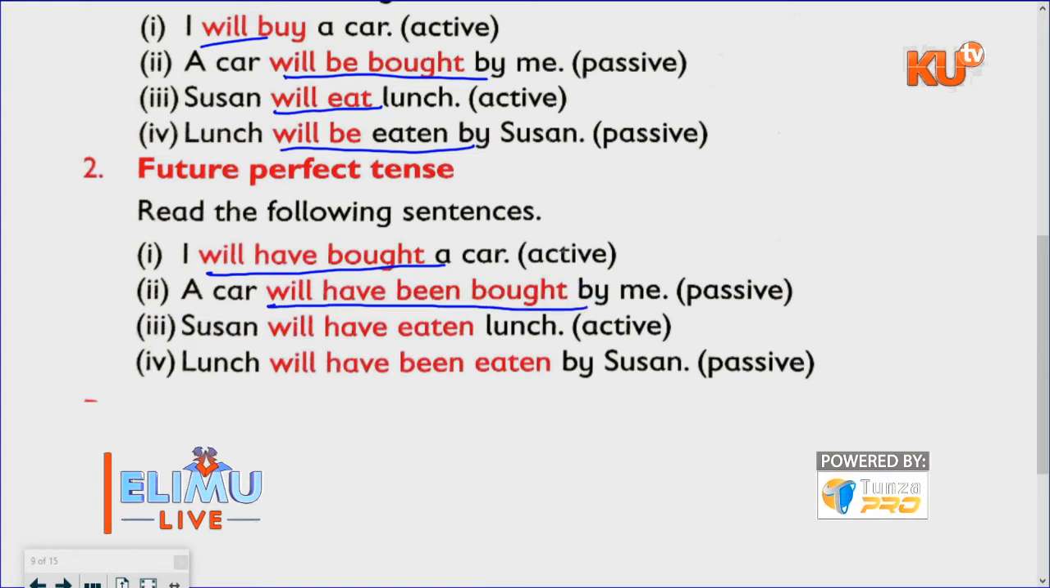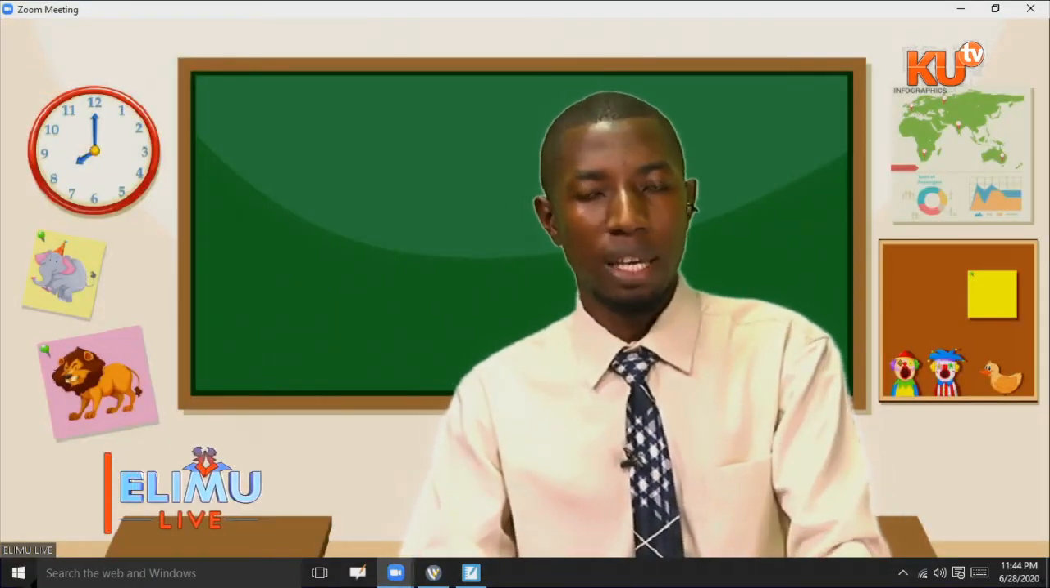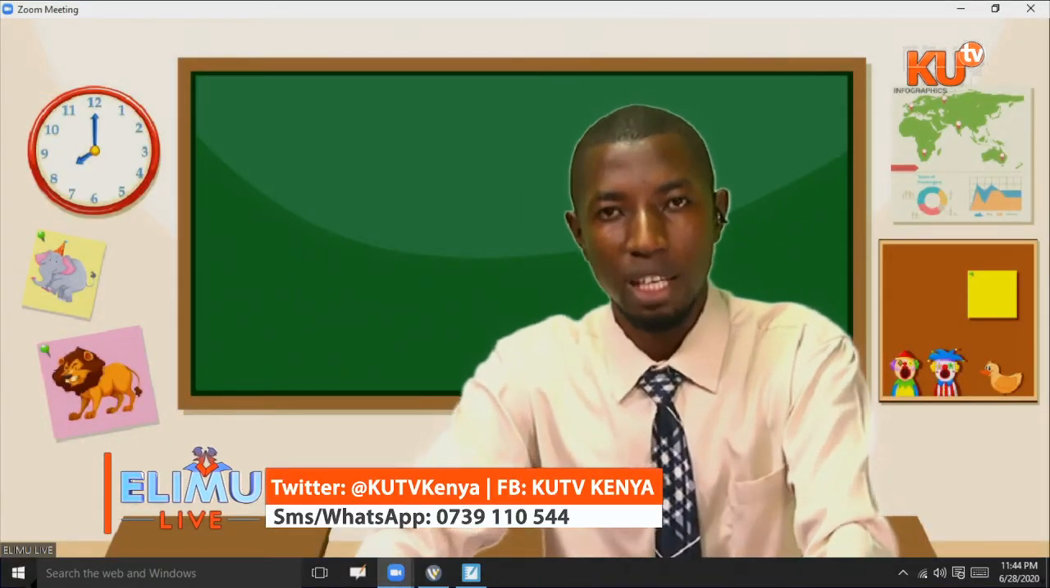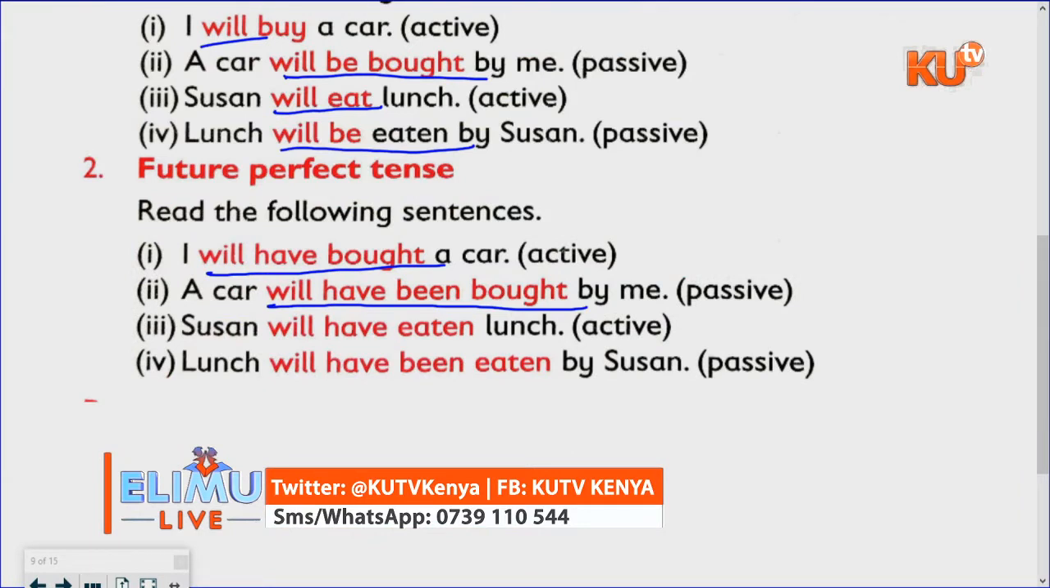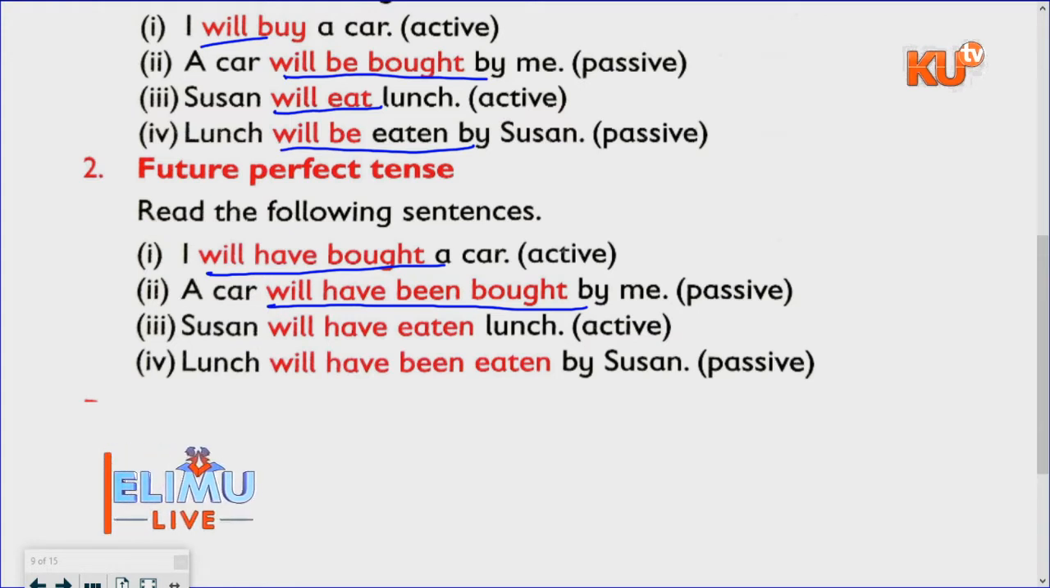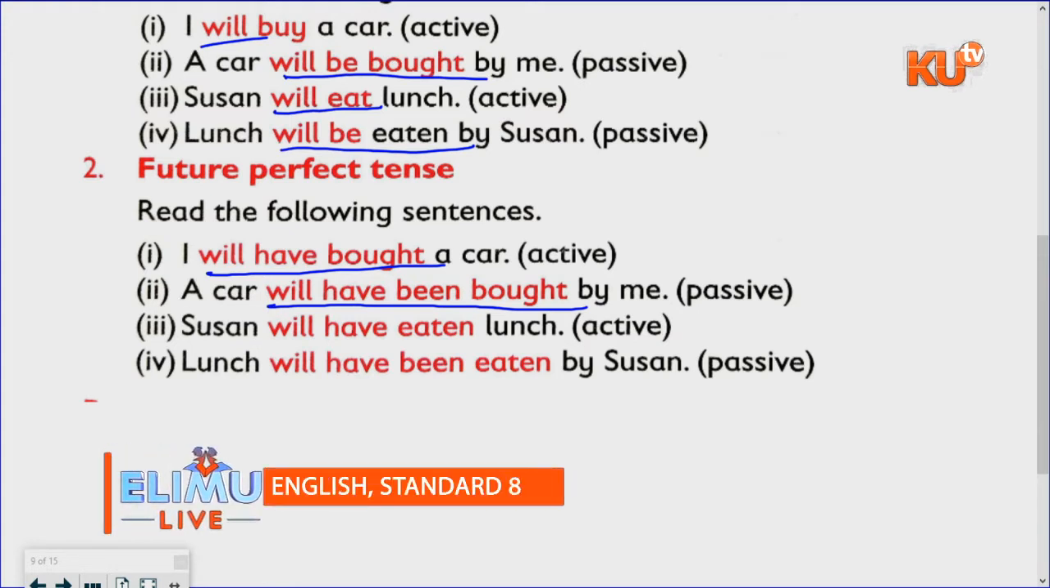Susan will have eaten lunch. Maybe you mean by 2 p.m., Susan will have eaten lunch. Then you have to change it to: lunch will have been eaten by Susan by 2 p.m. But in our example, the sentence ends with Susan. Lunch will have been eaten by Susan. So you see the focus now is on the object, which is lunch, and not on the subject, which is Susan. Lunch will have been eaten is in passive voice.